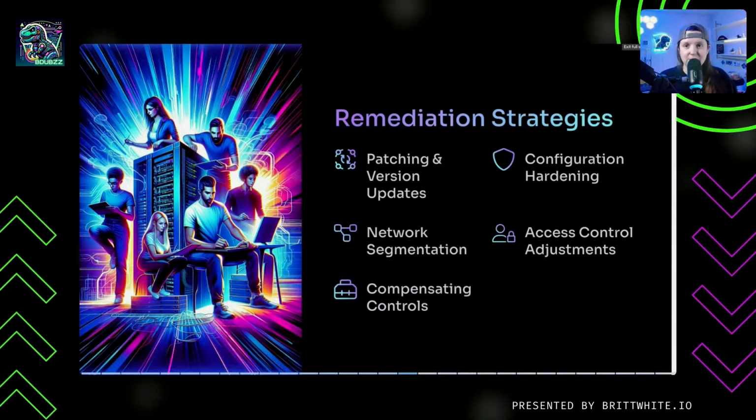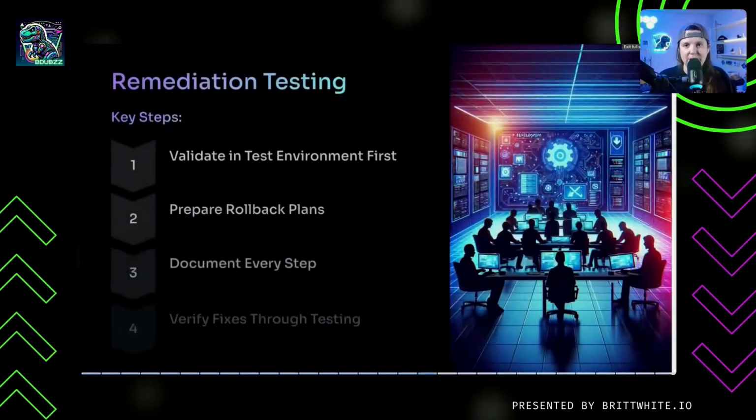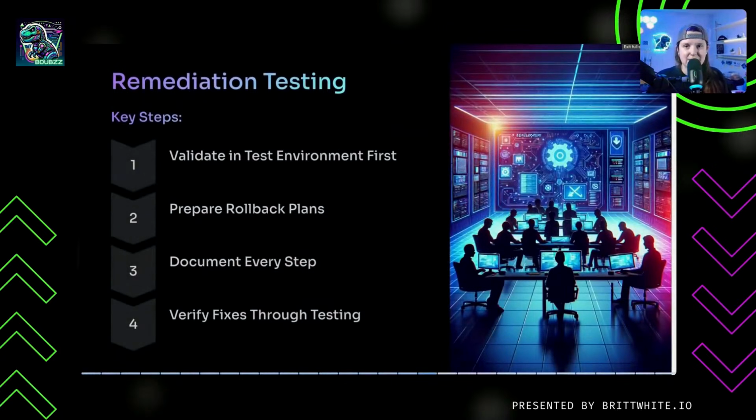Access control adjustments involve reviewing and updating resource permissions, as well as removing excessive access that creates security risk. Finally, compensating controls provide alternative security measures when direct fixes are not immediately possible. For example, putting an unpatchable legacy system behind extra firewalls. Now, once we determine how we will remediate vulnerabilities, we must test these fixes with careful attention to detail.